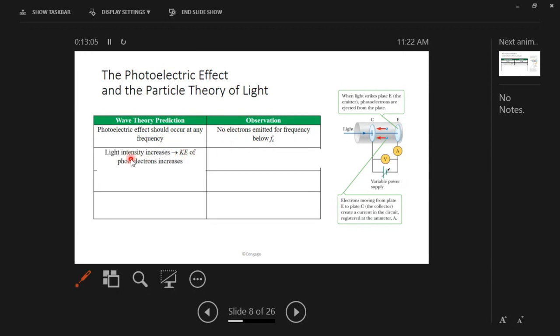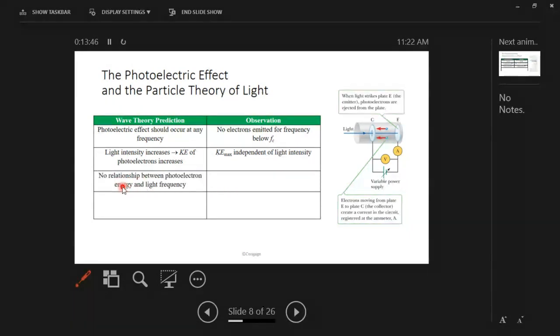The other prediction: if you increase the intensity of the light or the wave, that means you are giving more energy to the electrons. Electrons spend a certain amount of energy to escape the surface, but now they have more energy, so their kinetic energy should increase. That was the prediction of the wave theory. Experiment showed that maximum kinetic energy was not dependent on the intensity of the light.